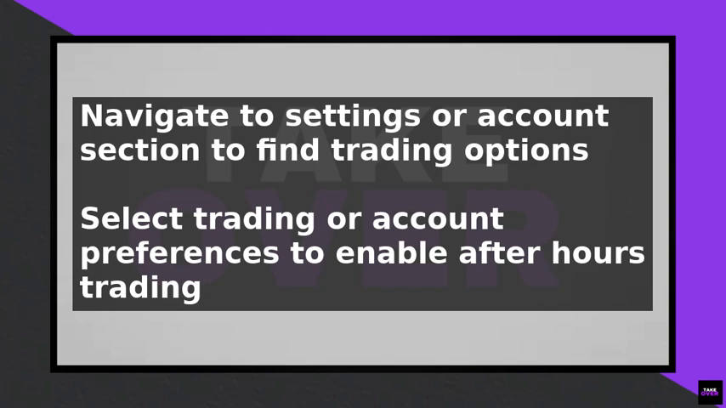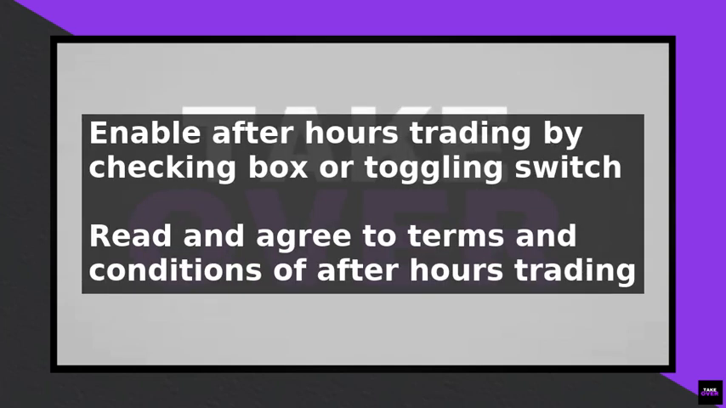After-hours trading allows you to buy and sell securities outside of regular trading hours, which is typically from 9:30 a.m. to 4 p.m. Eastern Time. However, keep in mind that after-hours trading has its own set of rules and risks, such as lower liquidity and wider spreads.